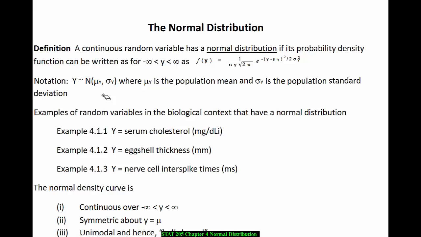Examples of random variables in the biological context that have a normal distribution are serum cholesterol levels, eggshell thickness, and, believe me, that's widely studied for marketing purposes and such. They need to have eggshells with a certain thickness because of breaking and things like that, and nerve cell interspike times, among others. Some facts about the normal distribution that we want to know are that it's continuous over negative infinity to positive infinity. It's symmetric about its mean, mu, and it's unimodal, and since it's unimodal and symmetric, we call it a bell-shaped curve.